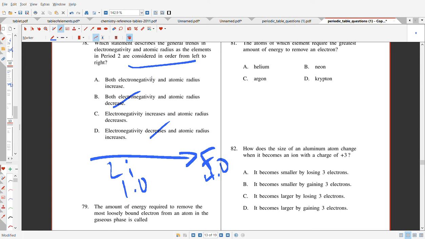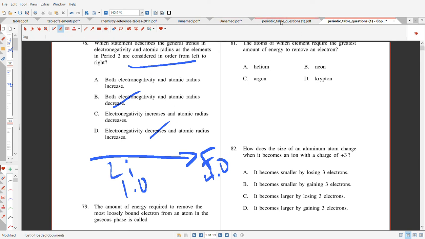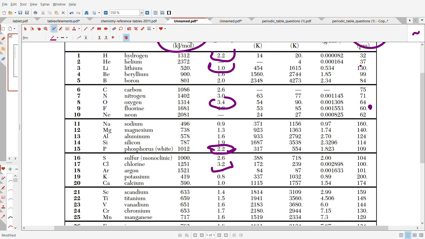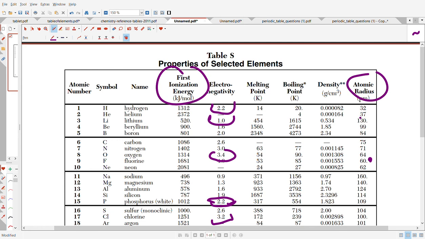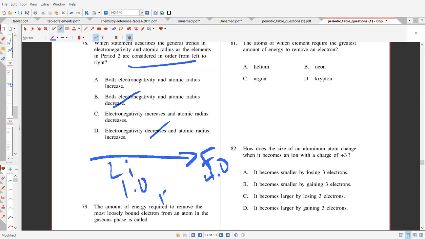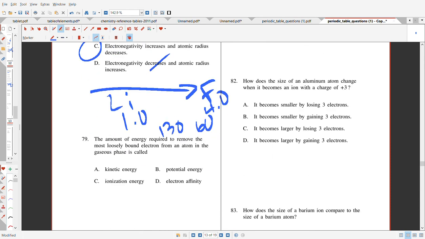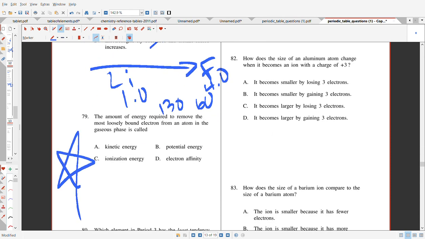Then we want to look at the radius, but why memorize? All you have to do is look at this column here, which is radius. Li is the third one on the list, is 130, and F is actually 60. So it went from 130 to 60. So what happened to the radius? It went down, right? So the electronegativity went up, but the radius went down. So you look it up. You're definitely going to get this question Friday.